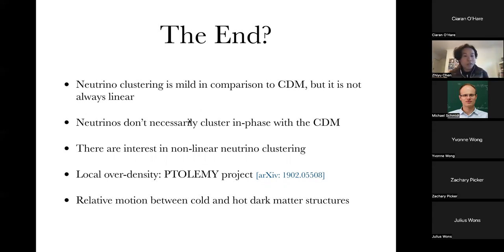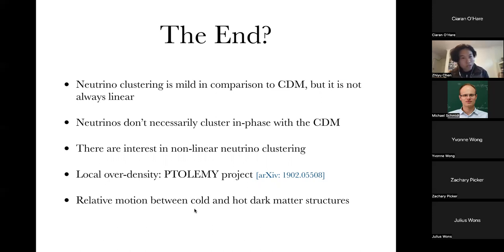Also, linear response assumes that the neutrinos are clustering exactly where the CDM is, so they're completely in phase with each other. And if they're assumed to be in phase, then you will never get any relative motion. So you won't get the correct answer if you want to use it for probes that look for these relative velocities. So there is a reason to do it.